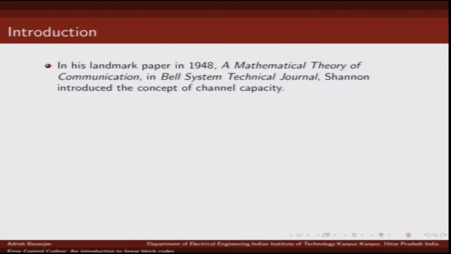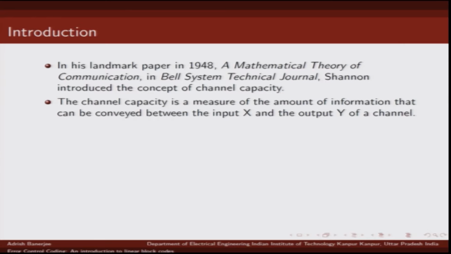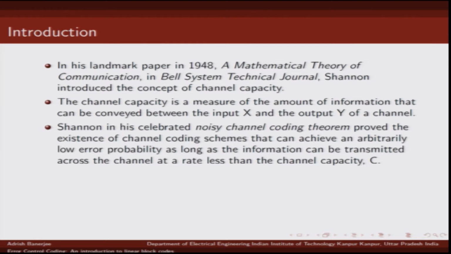In his landmark paper in 1948, Shannon introduced the concept of channel capacity, the maximum rate at which we can communicate over a communication link. Channel capacity is defined as the maximum amount of information that can be conveyed from the input to the output of a channel. Shannon in his theorem also proved that there exist channel coding schemes that can achieve arbitrarily low probability of error as long as the transmission rate is below channel capacity.